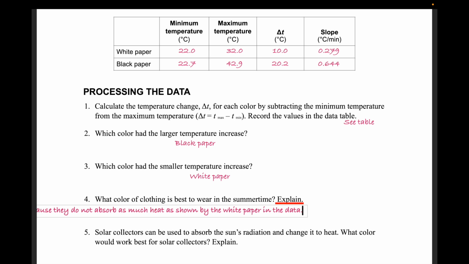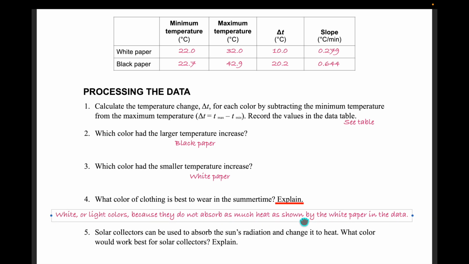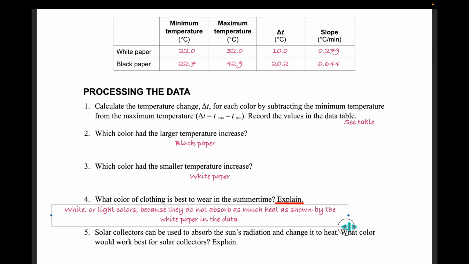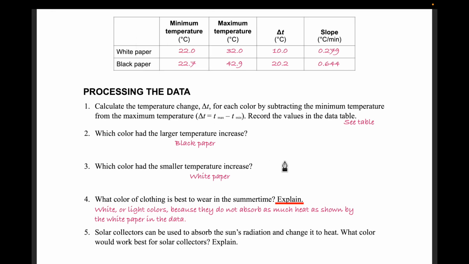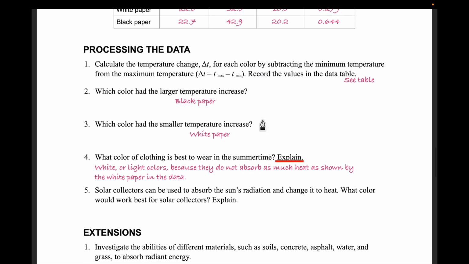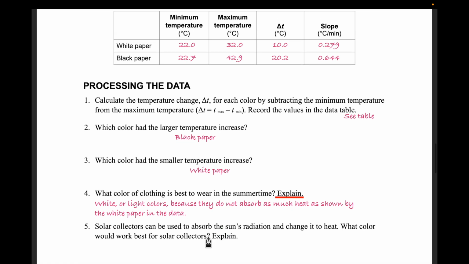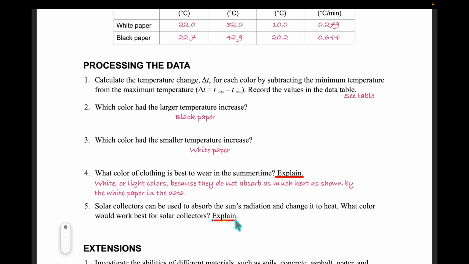So these questions, I know we have some common sense or experience that yes, lighter colors aren't going to absorb as much heat, etc. But you always want to refer it back to your actual data. So you actually want to refer back to whatever your actual data is. So in this case, yeah, the white paper did not get us warm. Okay. Now down here, the next one, solar collectors can be used to absorb the sun's radiation and change it to heat. What color would work best for solar collectors? Explain. Again, explain. Don't forget to explain.